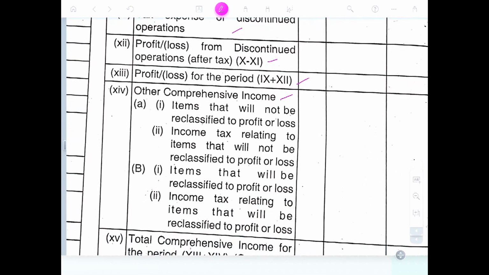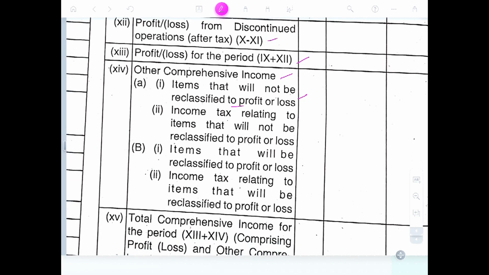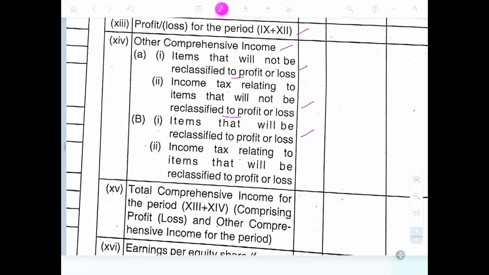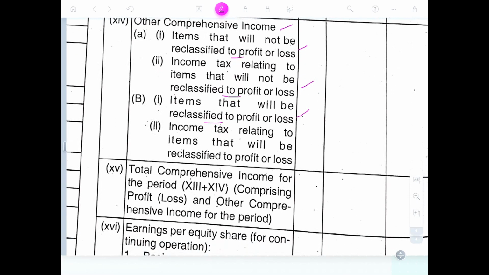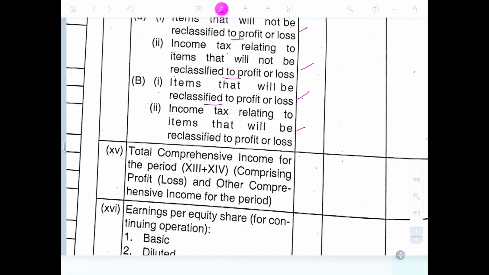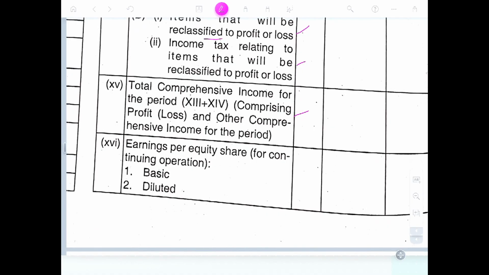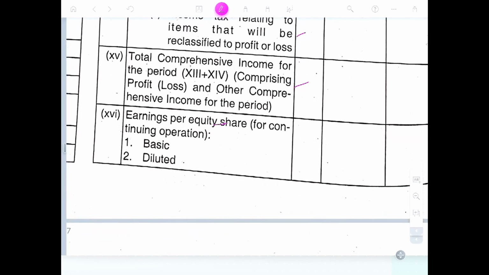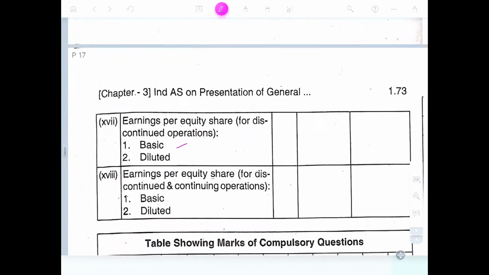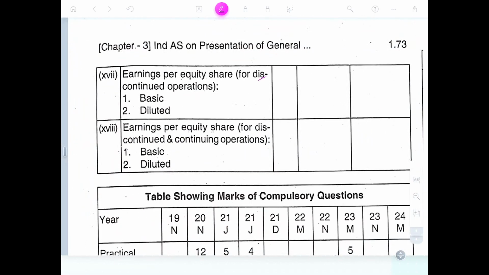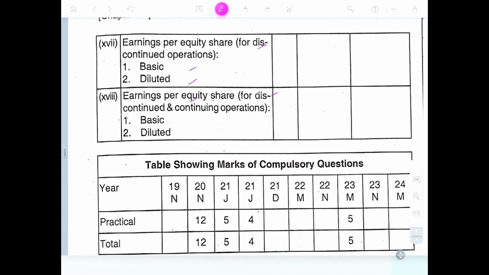Other comprehensive income: items that will not be reclassified to profit and loss account, income tax relating to the items that will not be reclassified to profit and loss account, items that will be reclassified to profit and loss account, income tax relating to the items that will be reclassified to profit and loss account. Total comprehensive income for the period, comprising profit or loss and other comprehensive income. Earnings per equity share, basic and diluted. Earnings per equity share of discontinued operations, basic and diluted.